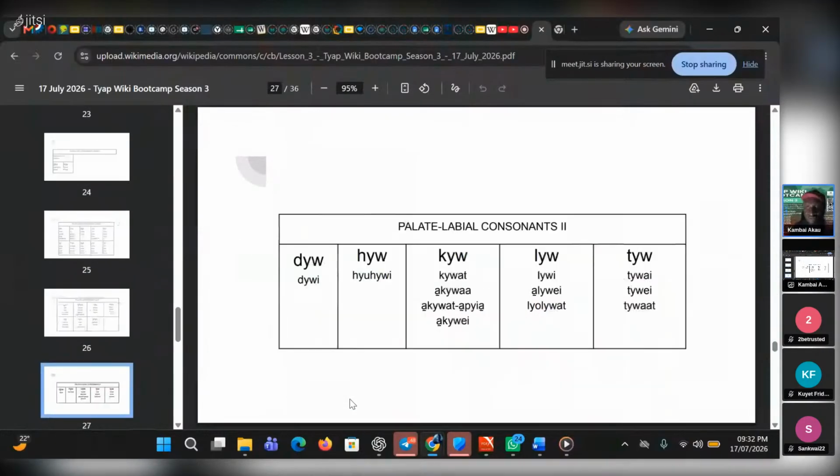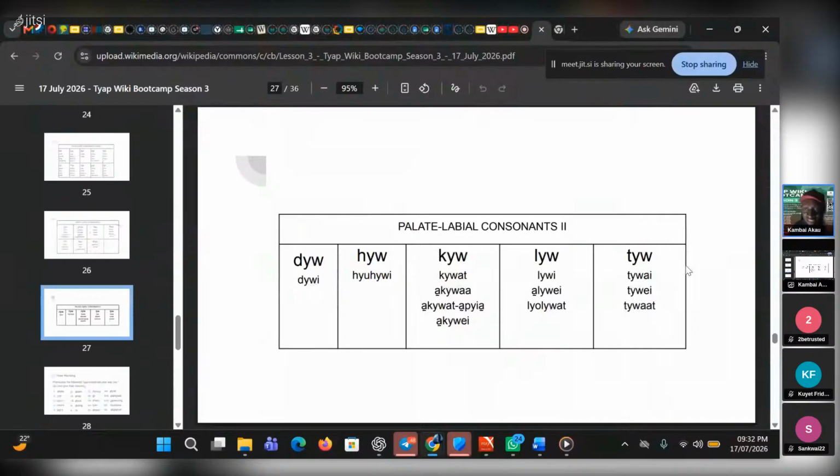Give us one word that is not here, that we didn't mention.